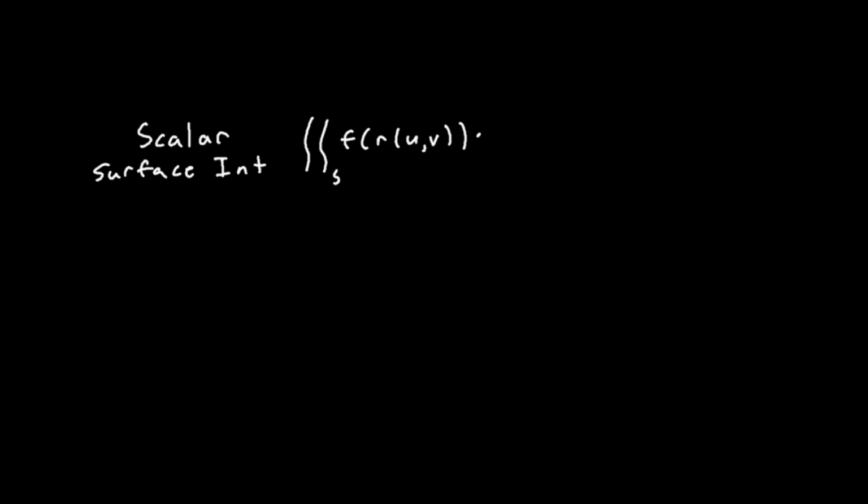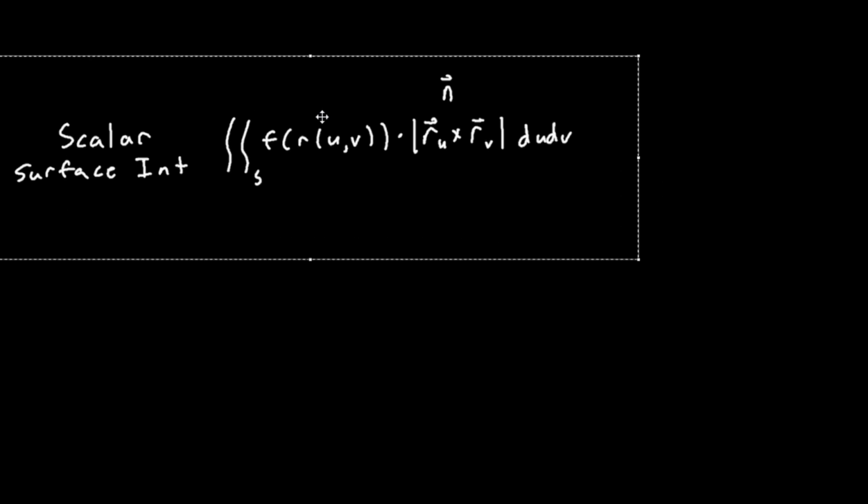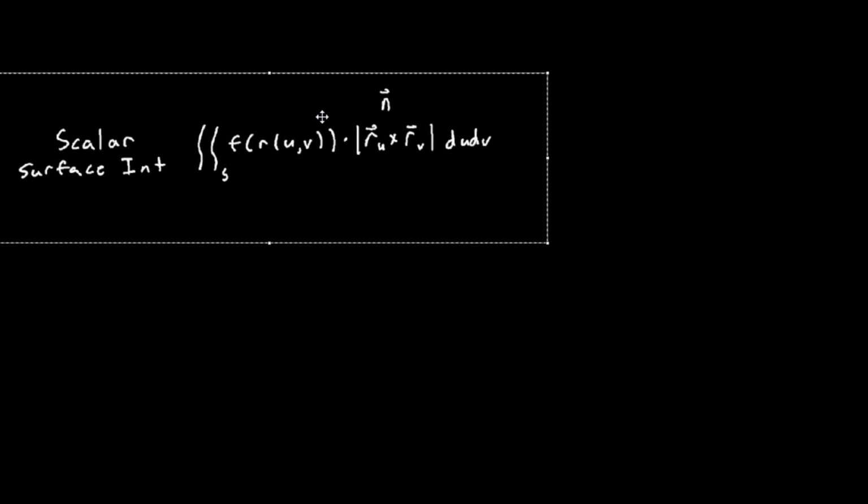And u and v is just multiplied by the magnitude of the cross product of both partials. And this just gives you some normal vector of dS. Or you can write this as du and dv.